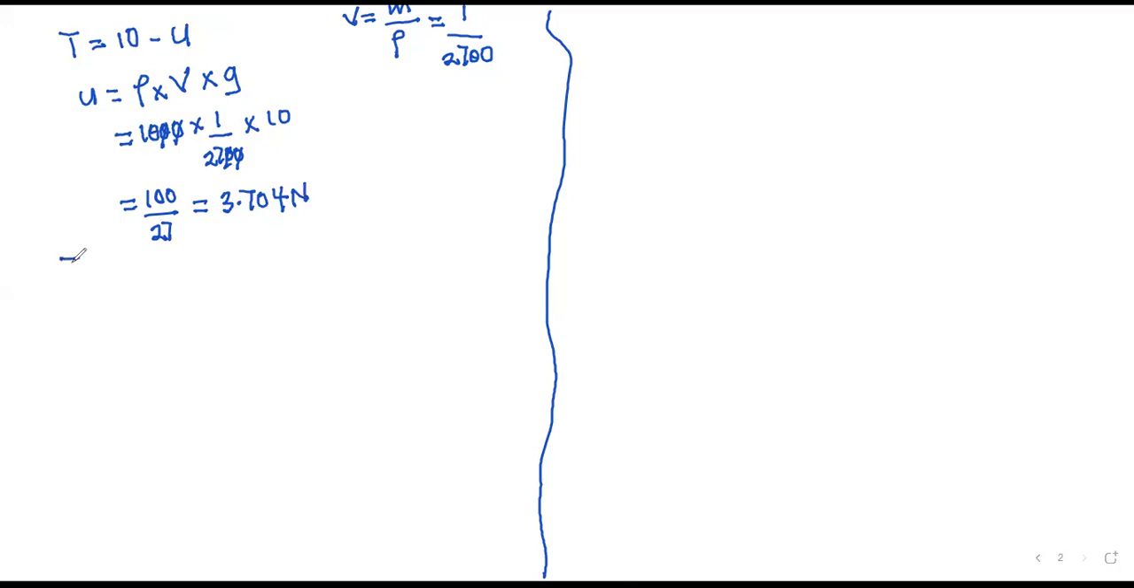Therefore, the tension in the spring is equal to the weight of the object minus the upthrust, which is 10 minus 3.704. And this must give us 6 point what?